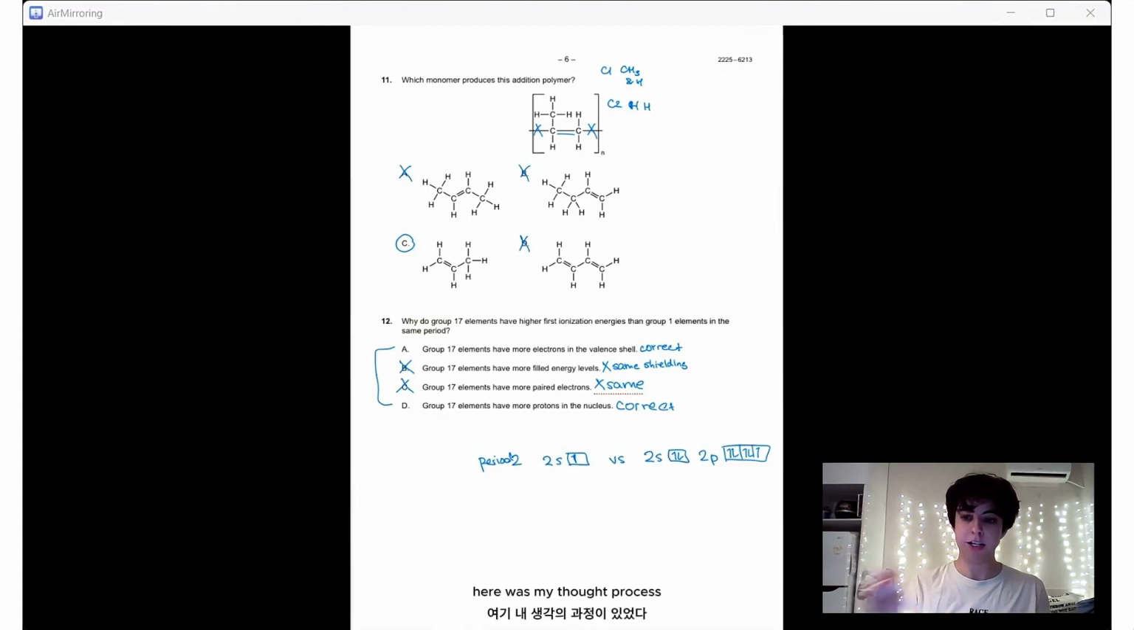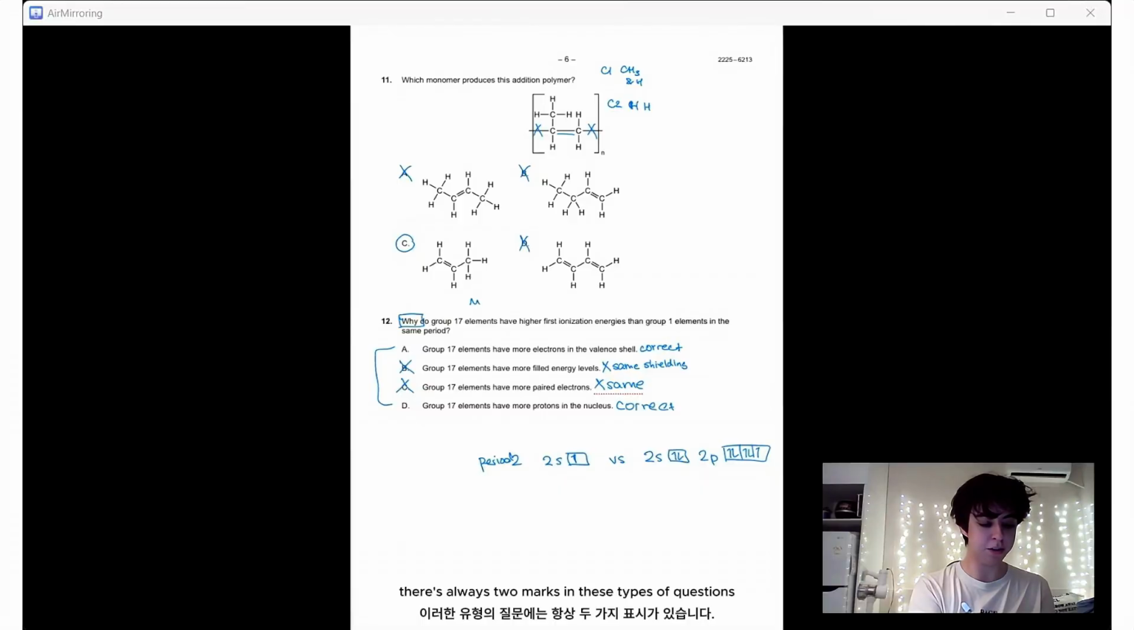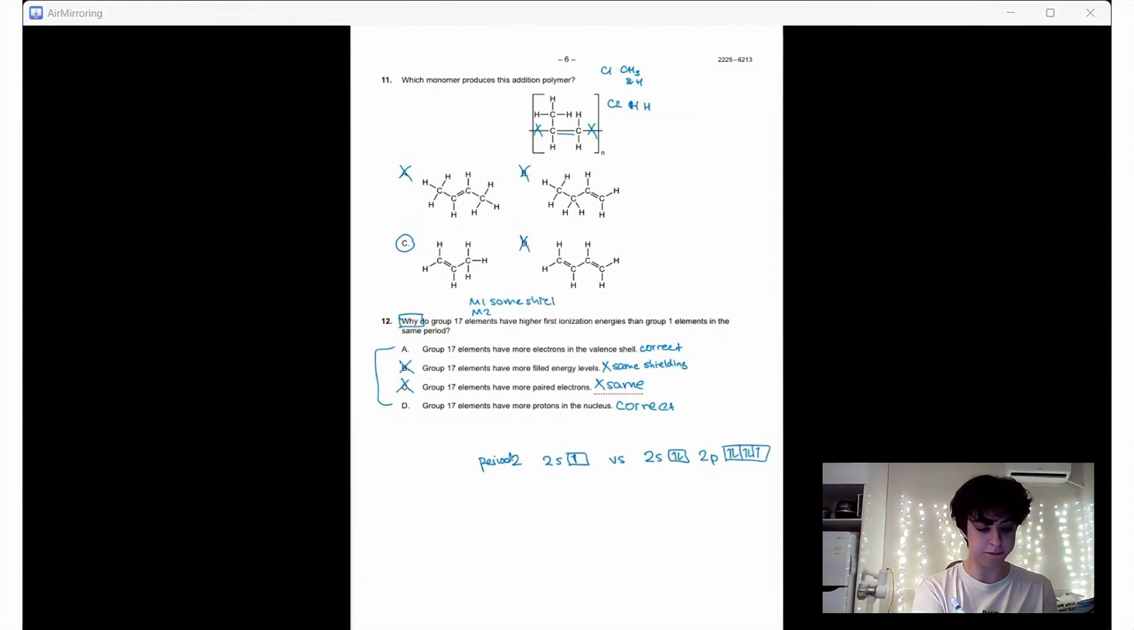So whenever I came back to it, here was my thought process. It's saying why, right? And so there's a common paper 2 type question, which you should be familiar with because it comes up all the time, which is explain the trend in the ionization energy from group blank to blank, and it's just increasing, right? And so there's always 2 marks in these types of questions. It's always same shielding, and then it's also increasing nuclear charge.